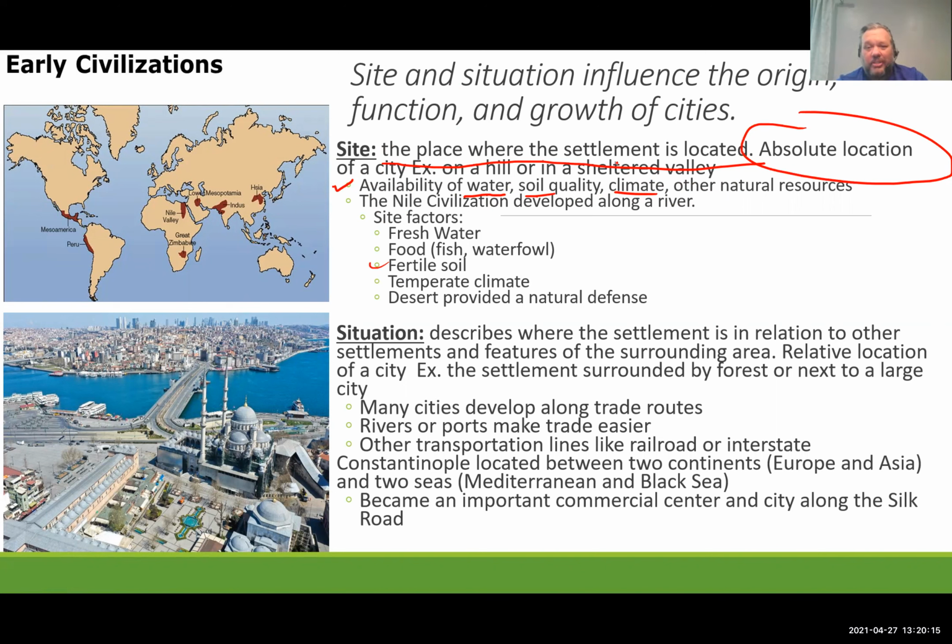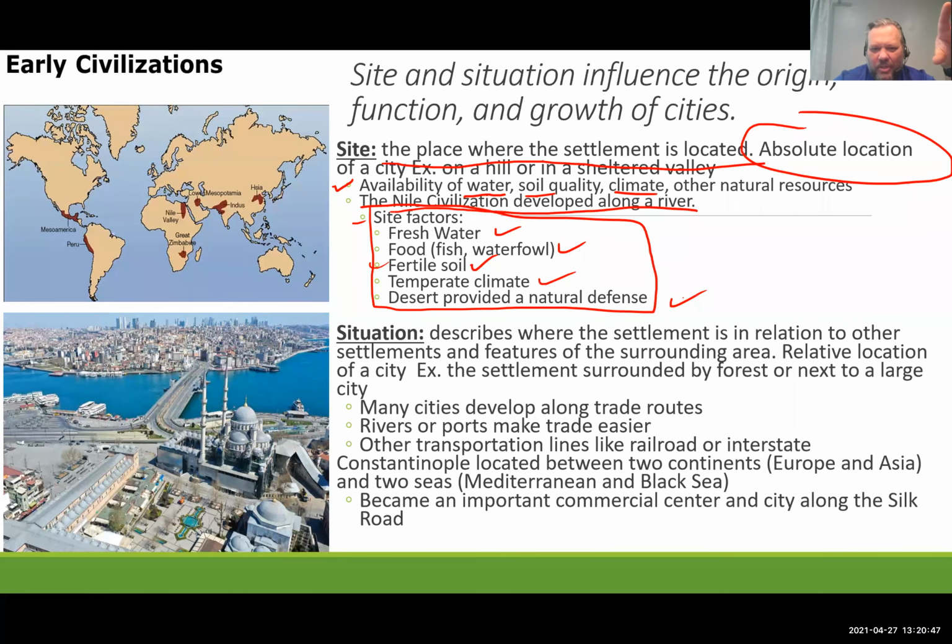And so, if you look at Tucson, we have our own set of factors dealing with site. Water is more of an issue. Cactuses are not. Okay. And so, anyway, if you look at a place like the Nile civilization, it developed along a river, and so we can see why that developed there. All right. They had fresh water along the river, food along the river. The flooding caused fertile soil, a temperate climate, and then the desert that was around them provided a natural defense. And so there are a lot of characteristics about the site of where the Nile civilization started that were beneficial.